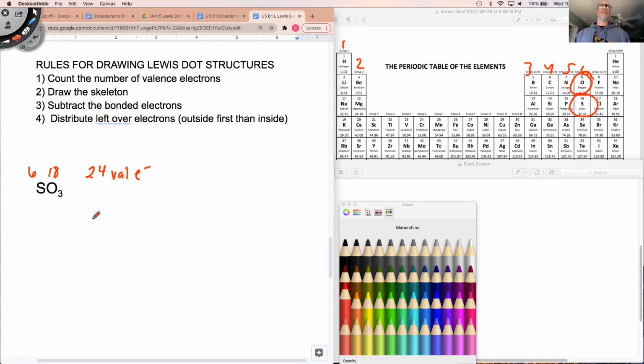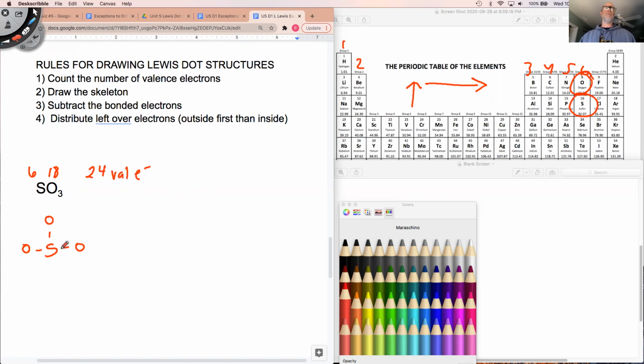Now, the next thing we do is draw the skeleton. What element will go in the middle, the oxygen or the sulfur? That's right, the sulfur, because there's less of them, and it's further down the periodic table, but that goes back to our last lecture. The ones in the middle are further on the bottom and further to the left, the ones that are less electronegative. So sulfur is going to go in the middle, and then we're going to bond it to 3 oxygens this time.